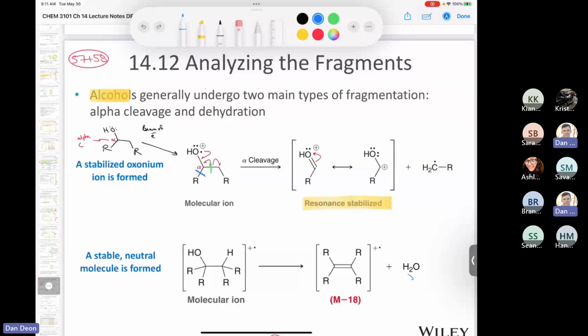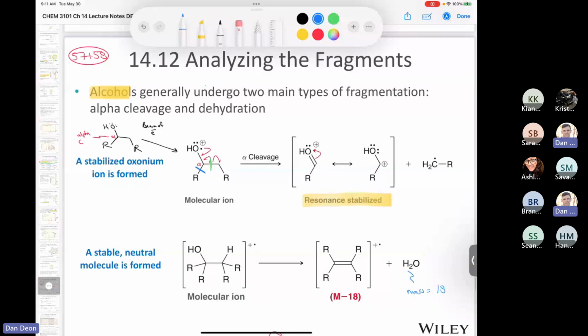And so it's one of the few times that we see an even mass being lost. So if you see a loss of 18, it's a dead giveaway that you've got an alcohol. All right, you don't have to draw a mechanism of it or anything like that. So that covers alcohols.